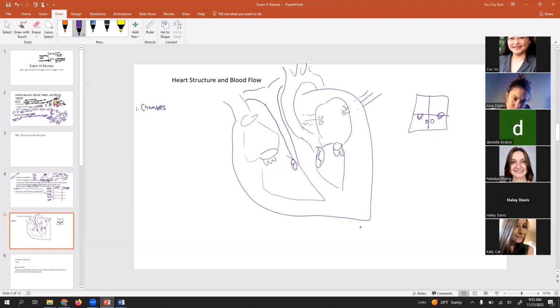What chambers do you have in the heart? Atrium and ventricles. Yes, ma'am. Okay. Can you see my pointer? No. How's that? Here we go. This is the right atrium. Very good. And that makes this the left atrium.